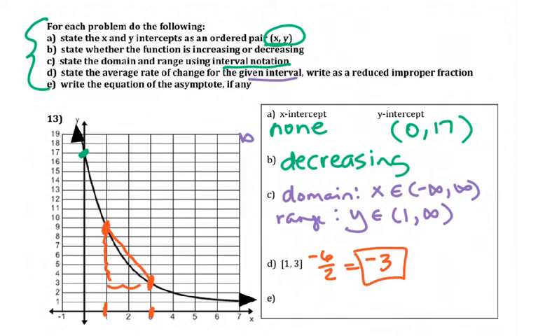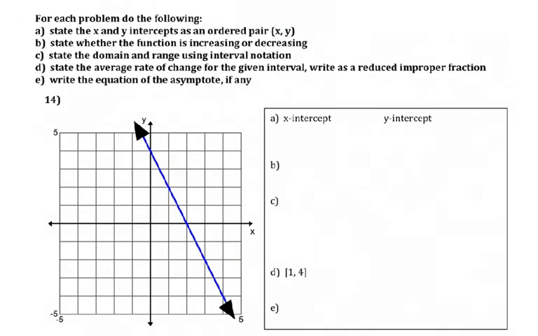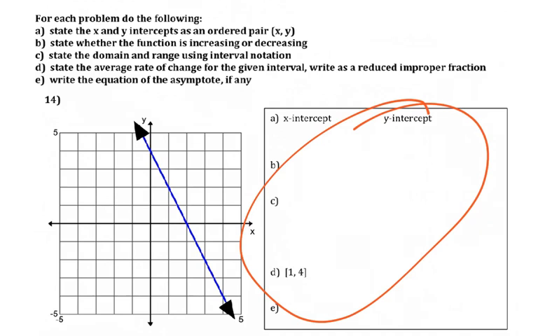And then E, it says write the equation of the asymptote if there is one. There is one here because of the type of graph it is. So you're going to write y equals 1 because it goes through the y-axis at 1. Okay, on number 14, you go through and you try to answer all the questions right there and then come back and see if you got it right.